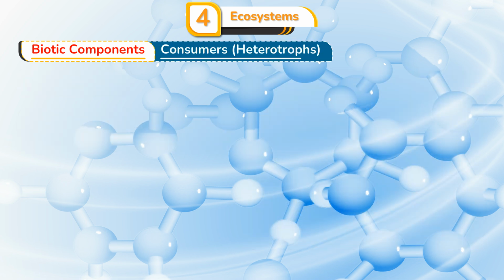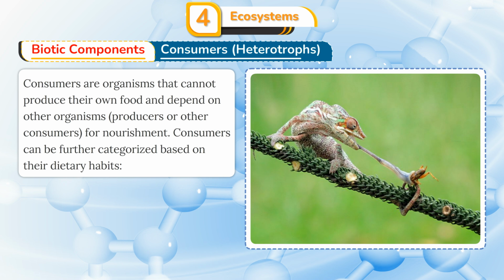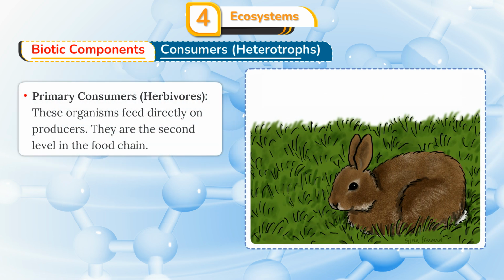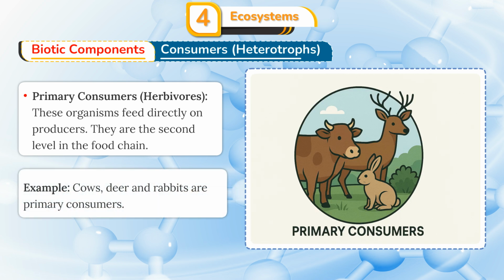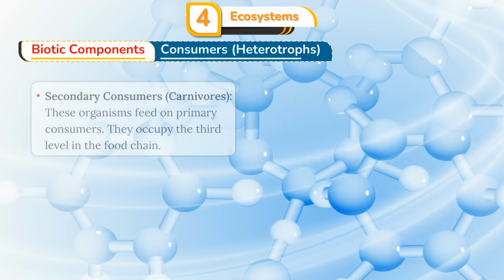Consumers, heterotrophs. Consumers are organisms that cannot produce their own food and depend on other organisms, producers or other consumers, for nourishment. Consumers can be further categorized based on their dietary habits. Primary consumers, herbivores. These organisms feed directly on producers. They are the second level in the food chain. Example: cows, deer, and rabbits are primary consumers.